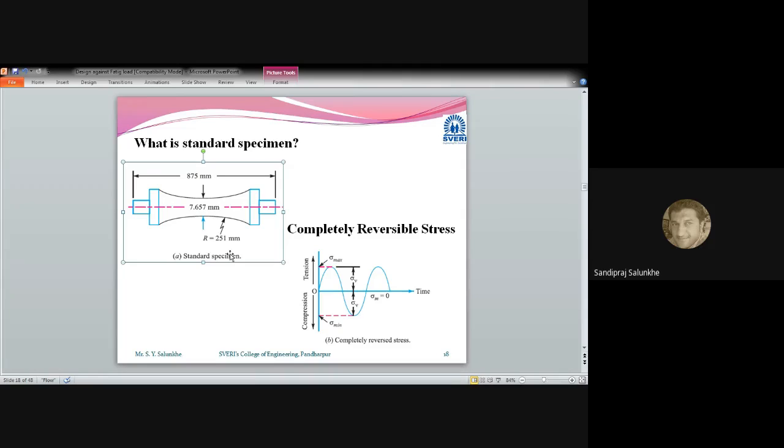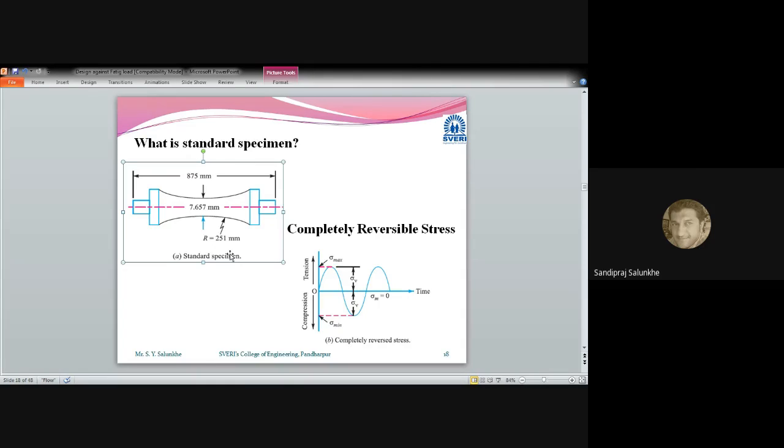Who has decided these dimensions? These dimensions are decided by the international standard, IS standards. And with this component, Moore conducted this experiment. We cannot say Morse, it is Moore. Normally in Marathi we call it More, we write the same spelling, right? So we can call it More also. So the Moore cycle or Morse cycle. And the Moore circle also we have seen.